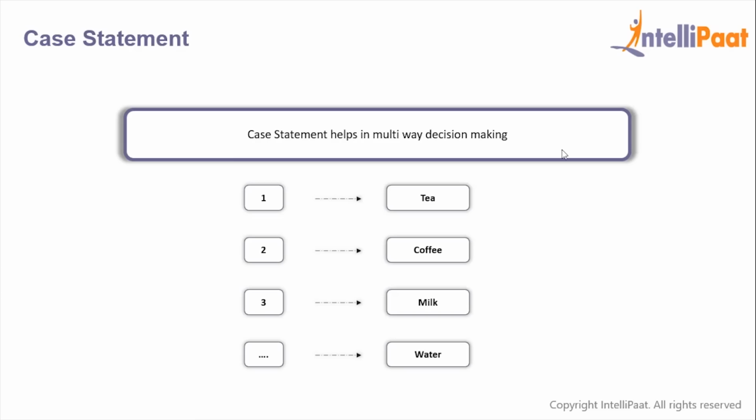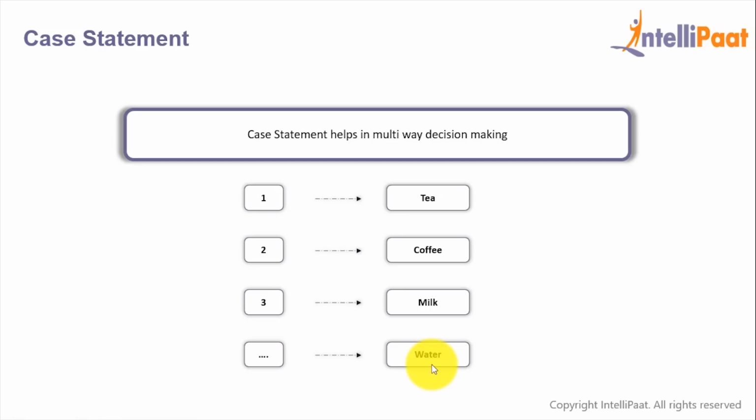So the SQL case statement helps us in multi-way decision making. So let's take this example to understand case statement properly. Let's say there are 10 buttons starting from 1 to 10. So if the person selects 1, then he wants tea. If he selects 2, then he wants to order coffee. Similarly, if he selects 3, then he wants milk. And for any other case, the person will order water. So this is basically how the case statement works.